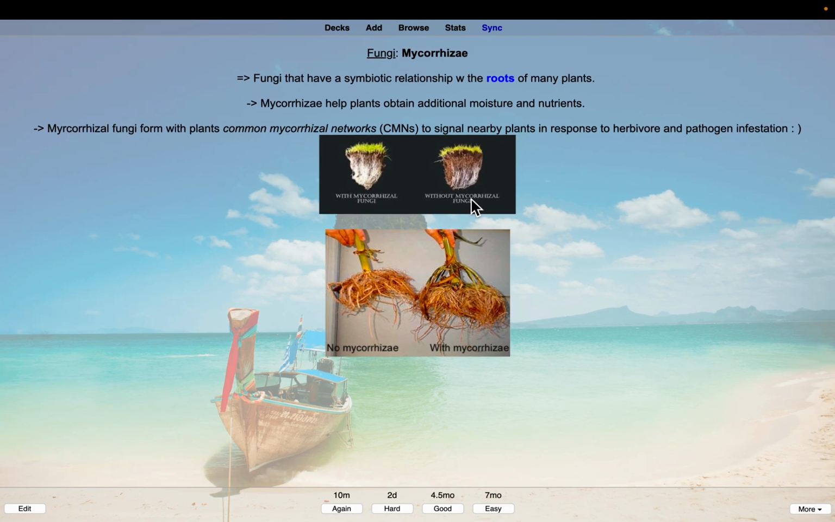So yeah, like what I said, fungi have a symbiotic relationship with the roots of many plants. What do fungi get in return for helping plant roots?